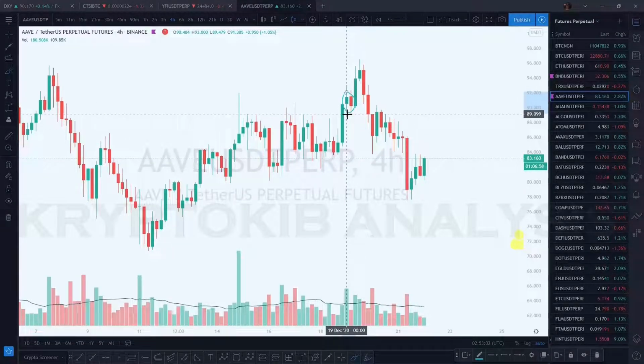The body is very small for the green one. But look at the volume. The volume is very big, bigger than the volume that caused this whole movement. And then the body is nothing to write home about, this very body.